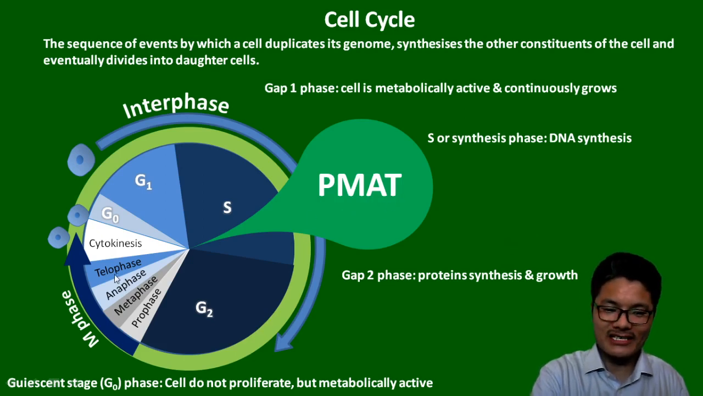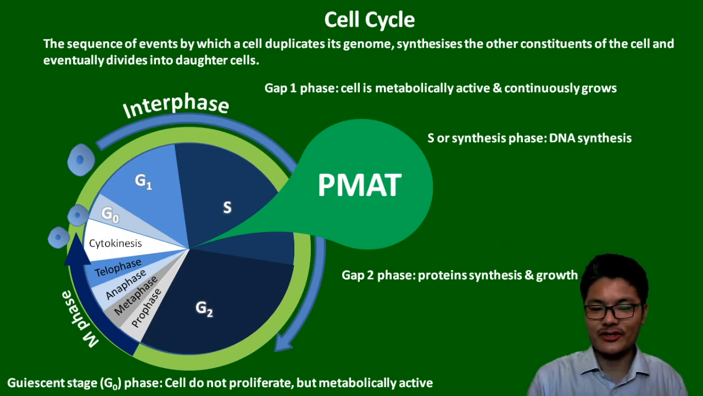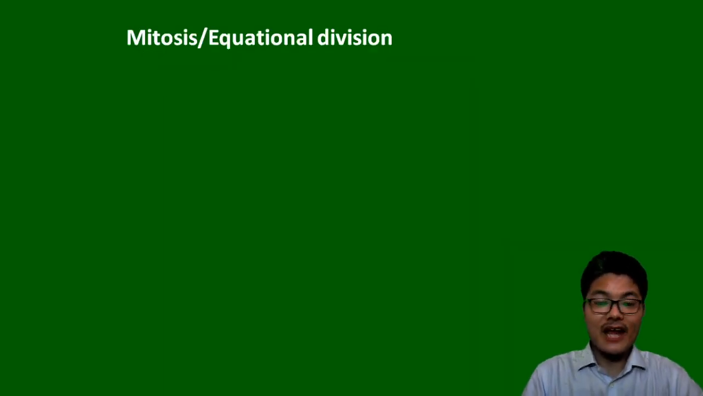So PMAT is just for you to remember the different periods or stages or different steps of actual cell division before the cytokinesis. Now, the most common type of cell division, that is mitosis. Mitosis is also known as equational division.